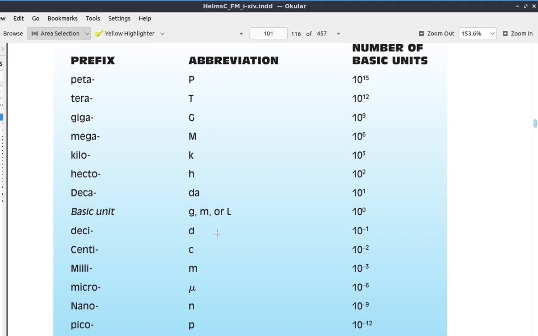Now the decimeter is 1/10 of a meter. Deci is 1/10 of. The centi, much more popular, 1/100th of. So here, centimeter, 1 centimeter is 100th of a meter. You don't usually find centigram being used, right?